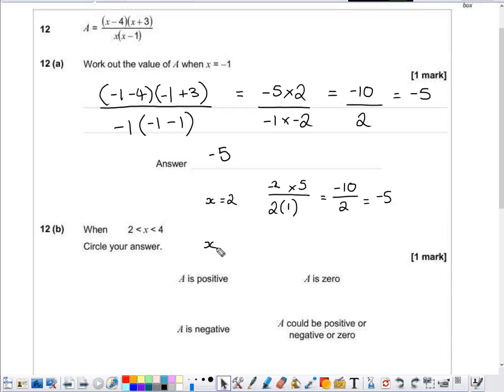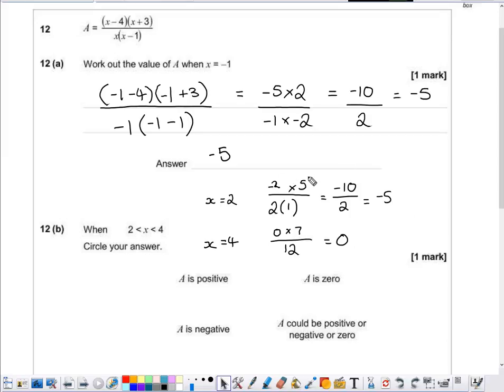What would happen if we put in x is equal to 4 then, just to see what the maximum possible value could be? 4 subtract 4 is 0. 4 add 3. Well, it doesn't matter what it is, but it is 7. 0 multiplied by 7. And then 4 multiplied by 3 is 12. We end up with the answer is 0.